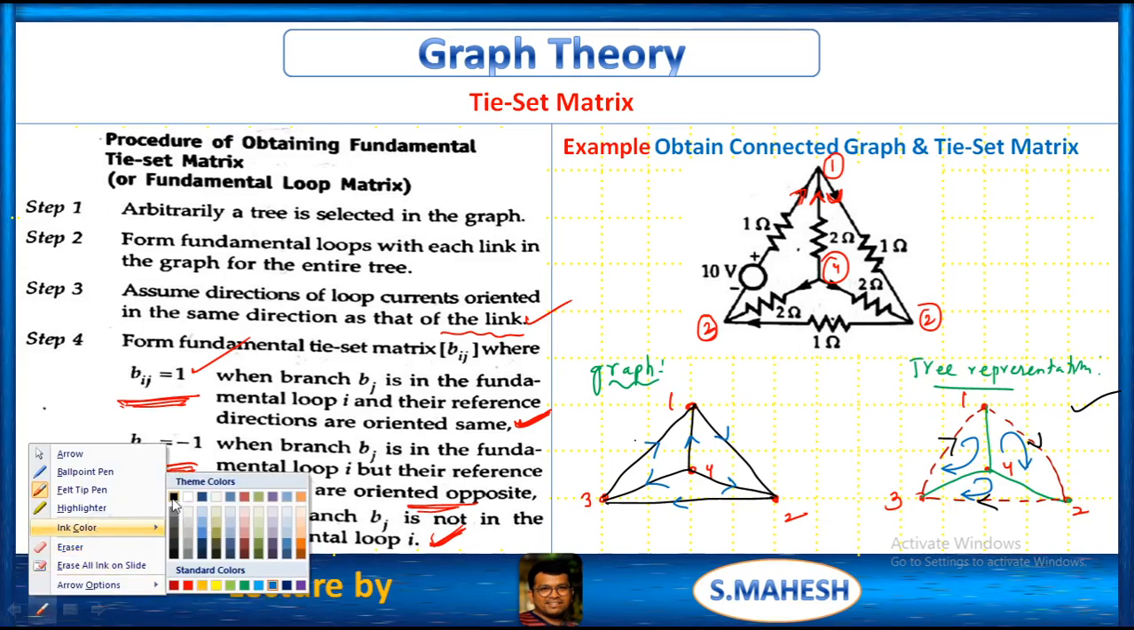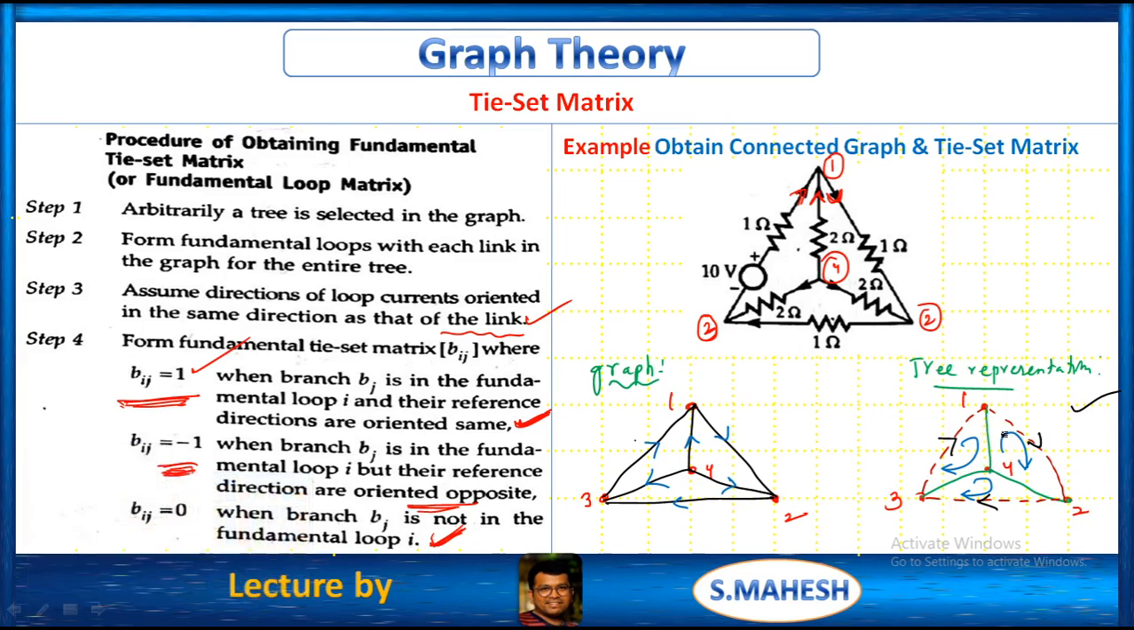Same as the link. This is I1 because this is the first link, this is the second, third link. This is I2, this is I3. See, the direction of this loop current as well is the same direction as that link, right? See, we are having 3 loop currents. That's it.